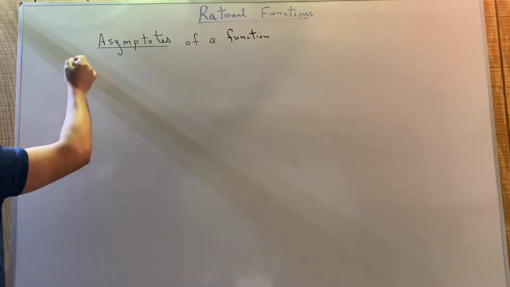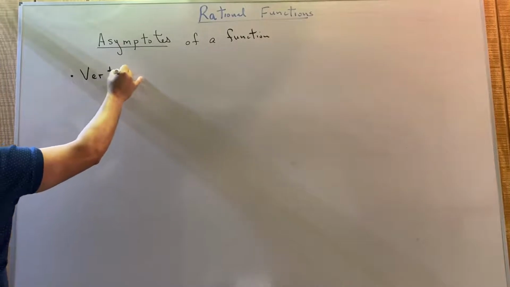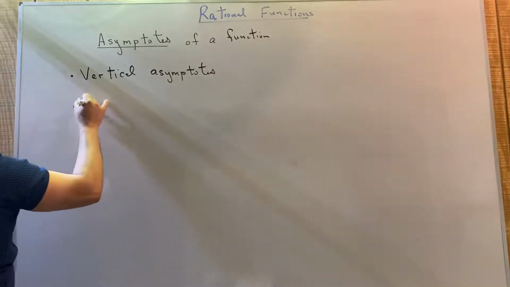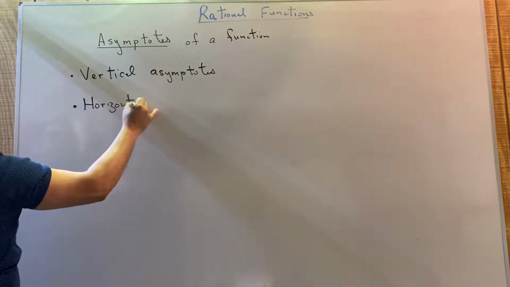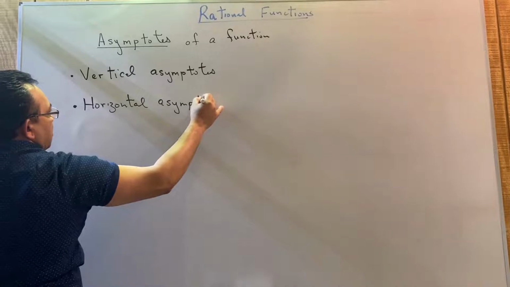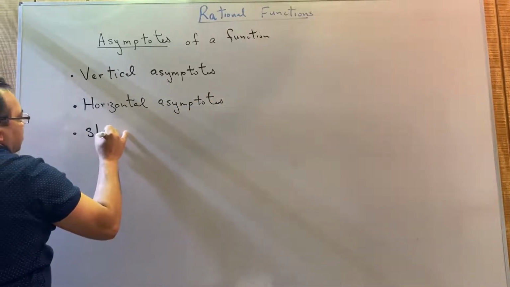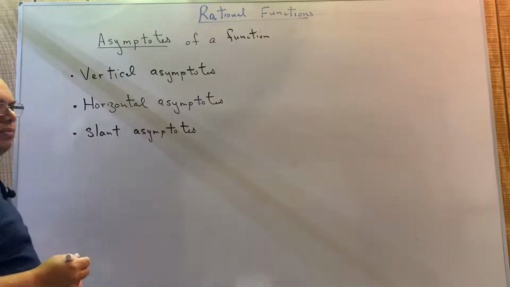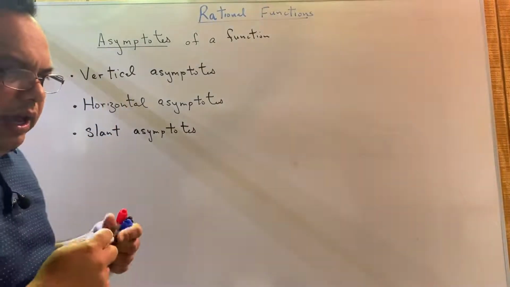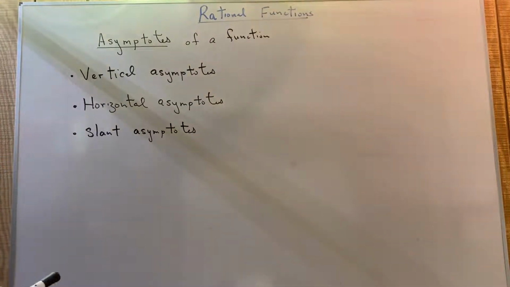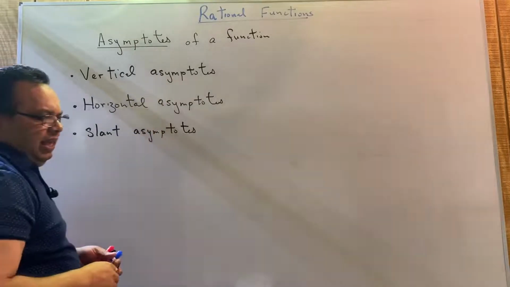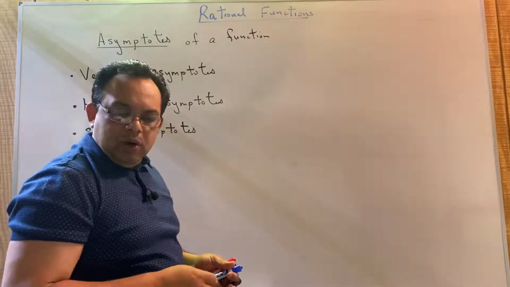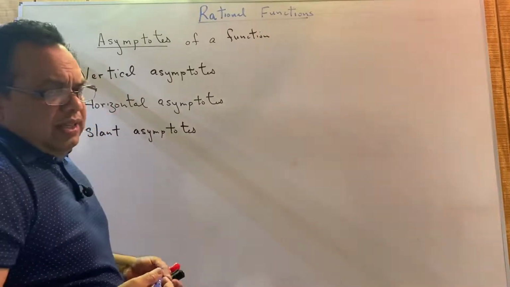So when we look at asymptotes, we're looking at vertical asymptotes. We'll look at horizontal asymptotes. And we look at slant asymptotes. And slant asymptotes sometimes are referred to as oblique asymptotes. Now, an asymptote is a line. Generally, when we put it in a graph, we put it as a broken or a dotted line. Most times we see it in textbooks as a dotted line.